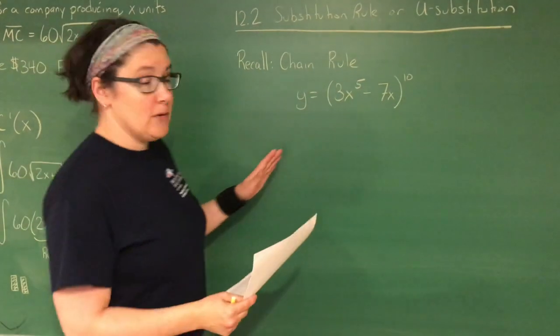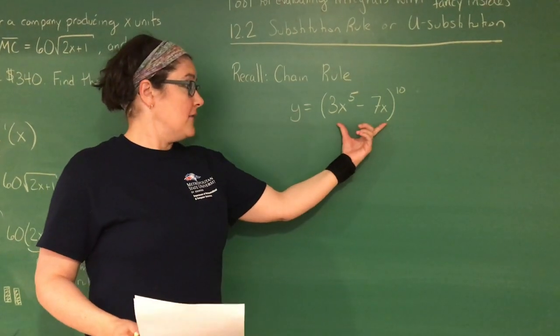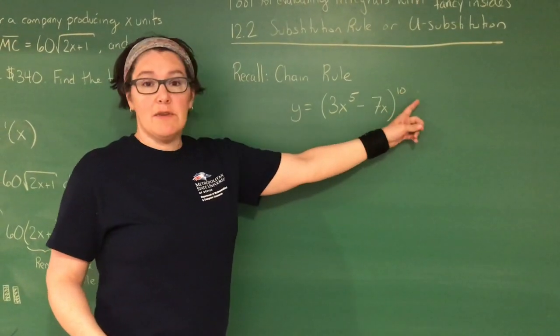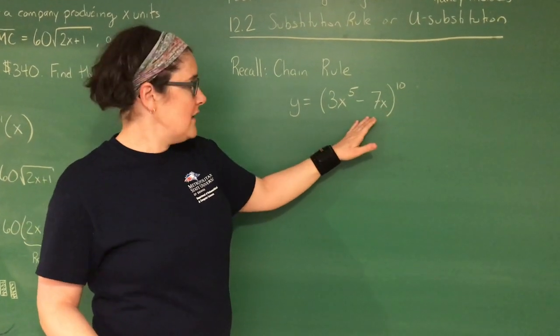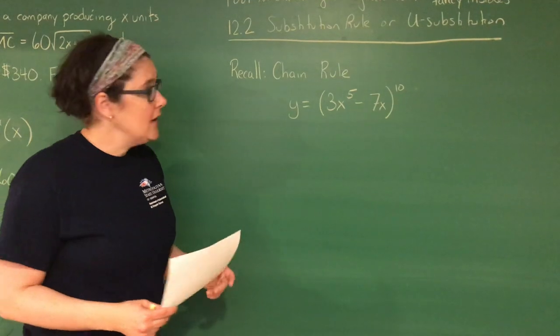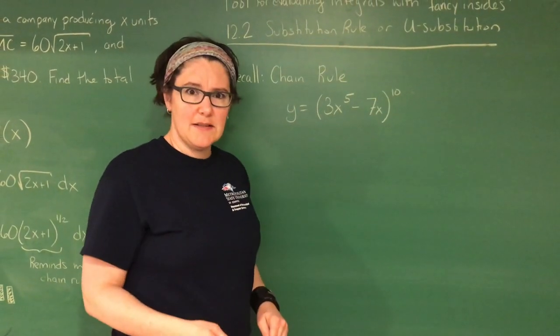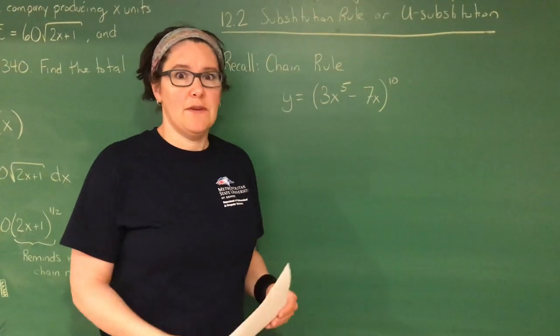And hopefully what you would tell them is you would say, oh, I see that this is a fancy function being raised to a power. So I have an inside function and an outside function, and I need to apply the chain rule. And so the chain rule says take the derivative of the outside, keeping the inside the same, times the derivative of the inside.